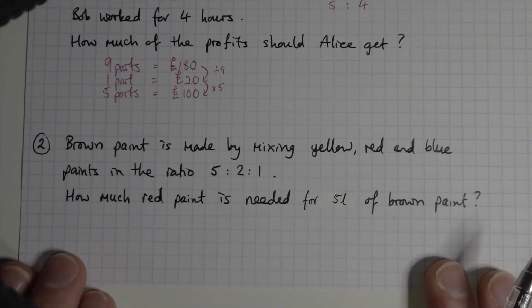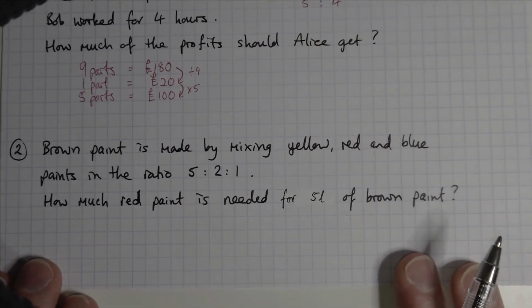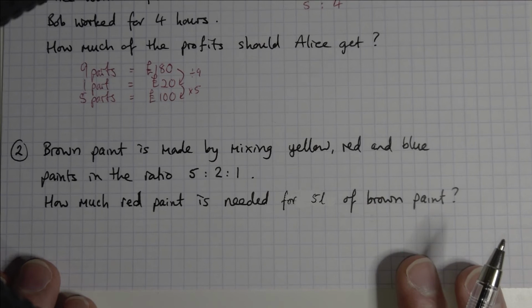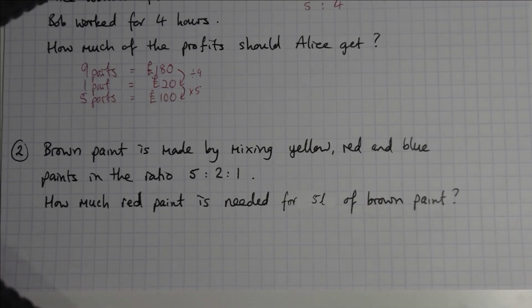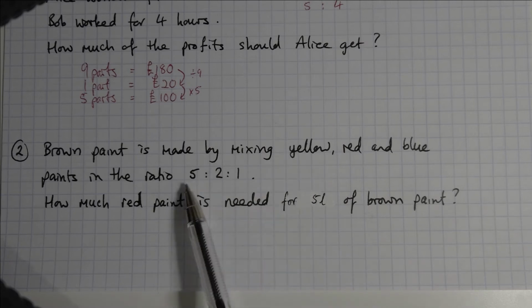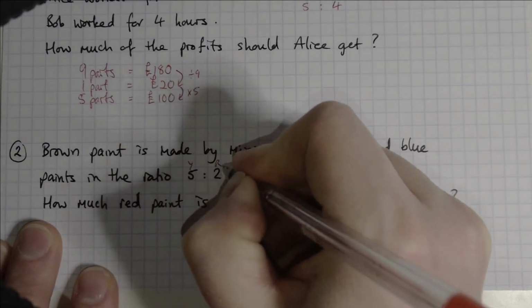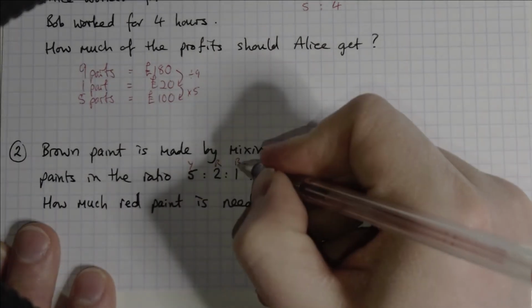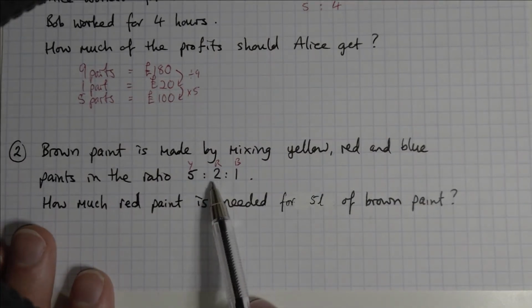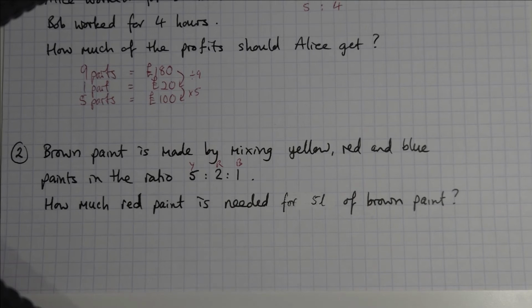For question number 2 then, we've got a situation where I want to make a brown coloured paint, and you do that by mixing together the primary colours. This particular brown is mainly yellow, 5 parts yellow, so it goes yellow, red, blue in that order. It's surprising, but it's got a tiny bit of blue in it, it's got quite a bit of red, and it's got loads of yellow in it.